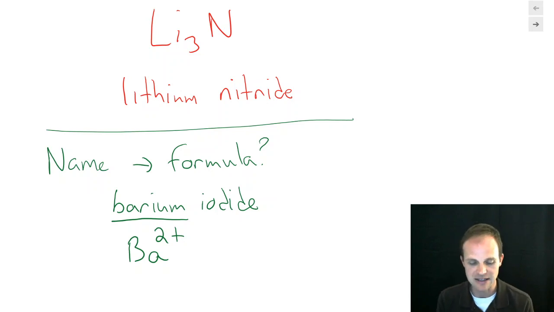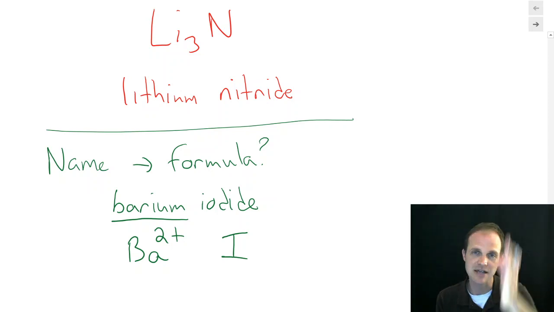Then I find iodine on the periodic table. You're like, well, shouldn't I look for iodide? Now remember, IDE says I've got an anion, and it starts with iode in this case. And so it turns out it's iodine. I find that on the periodic table.